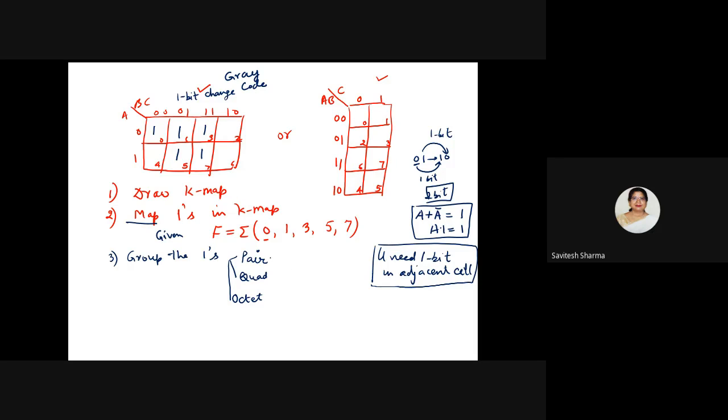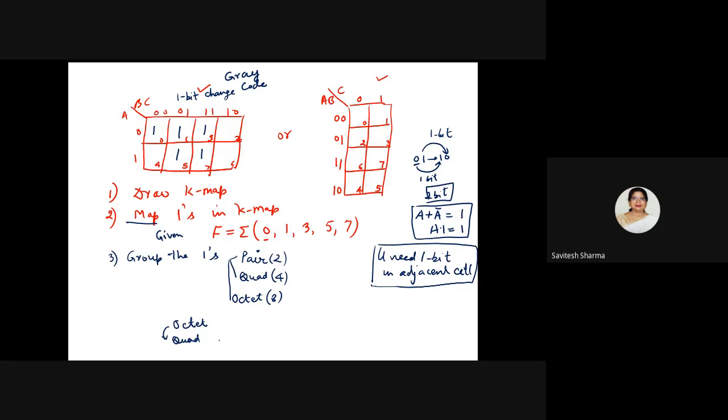So 3 things we can do. I can group ones in a pair, means 2 ones I will club. I can make a group of 4 ones. I can make a group of 8 ones. So the preference is, while forming the grouping, you will search whether an octet is forming or not. Once you map the ones, you will see whether in the map an octet is forming or not. If an octet is not forming, then you will go for searching quad.